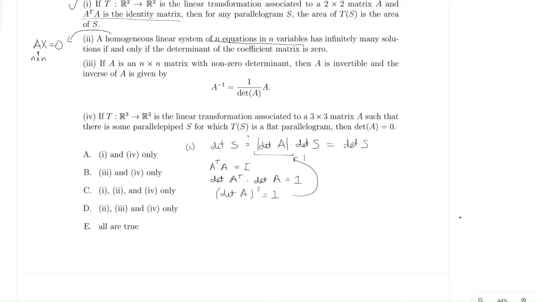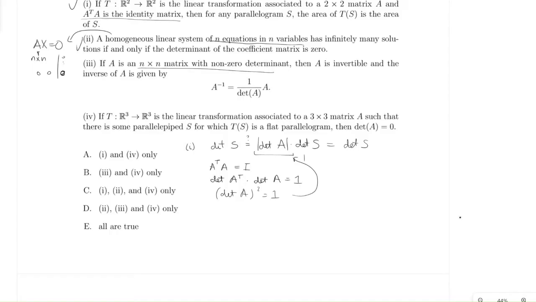So thus, if the determinant of the coefficient matrix A is 0, then you will have infinitely many solutions because this is a homogeneous system of equations, so you won't get anything that has no solution, such as 0, 0, 2, because everything on this side would have to be a 0. So this statement is true. And then for 3, we have A is an n by n matrix with non-zero determinant.